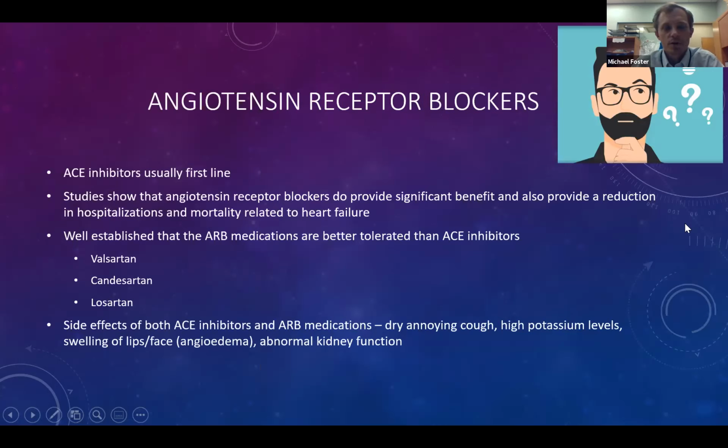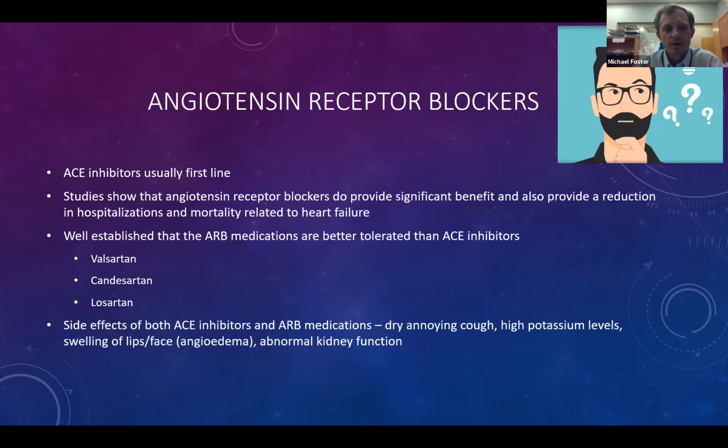Very close to the angiotensin converting enzyme inhibitors, the ACE inhibitors, are the angiotensin receptor blockers. ACE inhibitors are usually first line, but studies have shown that these angiotensin receptor blockers, which we sometimes call ARBs, do provide a significant benefit and a reduction in hospital stays and mortality related to heart failure. They are also better tolerated than ACE inhibitors. The medications that you may see would be valsartan, candesartan, and losartan. Losartan and valsartan, as well as a different angiotensin receptor blocker called olmesartan, are also used to treat hypertension.